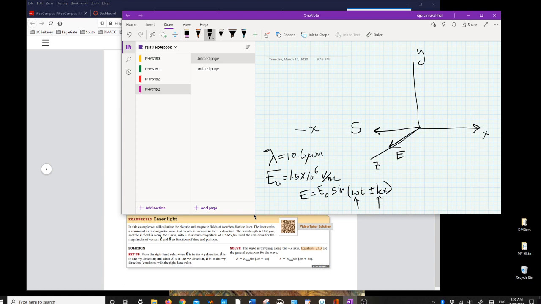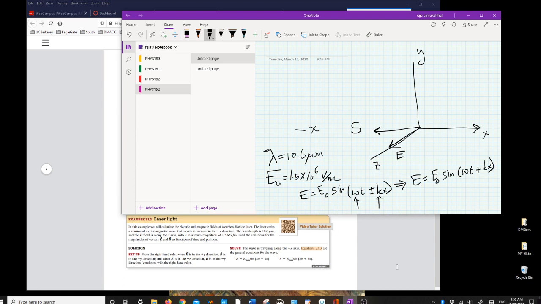Well, what do you think? Should it be plus or minus? Remember we said that if it's plus, the wave is moving to the left. If it's minus, the wave is moving to the right. As you can see from the problem, the s vector, which is the direction of the wave, is moving in the negative x direction, which makes it left. So therefore, our equation would look like this: E equals E naught sine of omega t plus kx. Okay, so we're good to go with that.